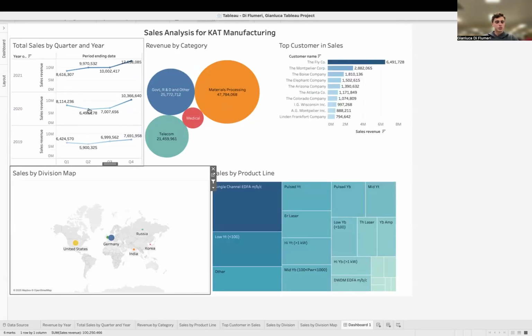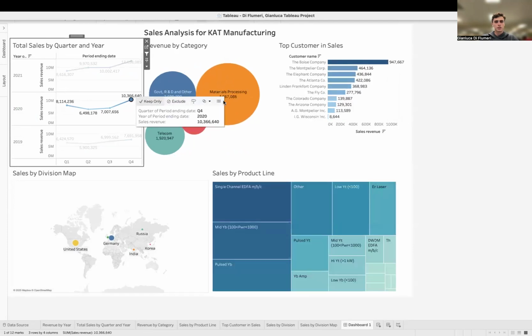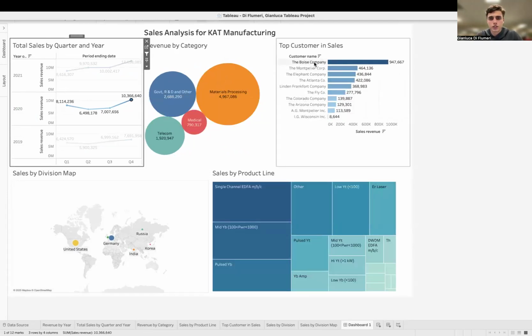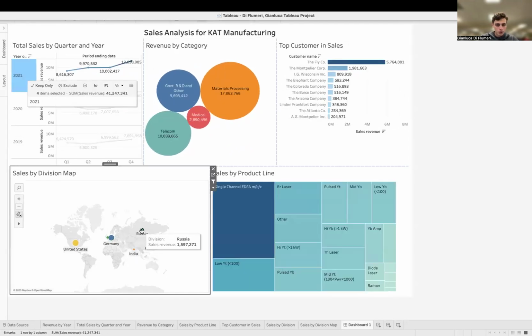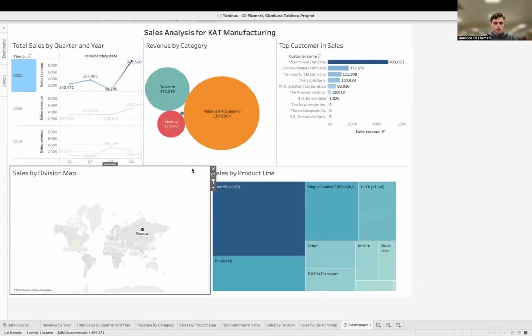Then for the sixth question, we had who is Cat Manufacturing's top customer in the fourth quarter of 2020. So we hit this, and we see that the top customer in sales was the Boys Company with around $1 million in sales revenue. For the seventh question, we got who is the top customer for the Russia division in 2021. So we hit 2021, we hit Russia, and then we see that George Seal was the top customer in sales with around $500,000 in revenue.